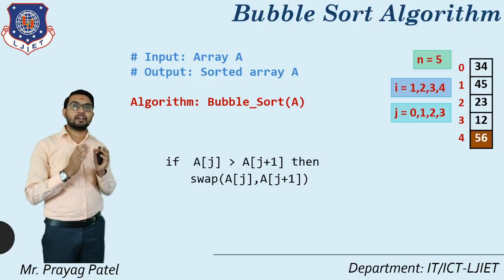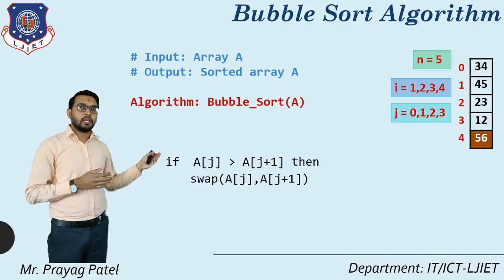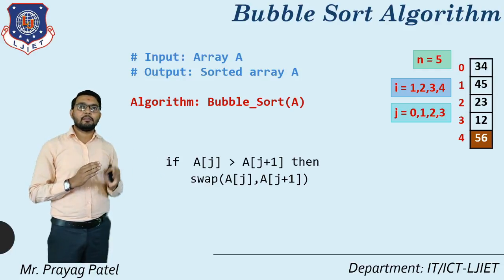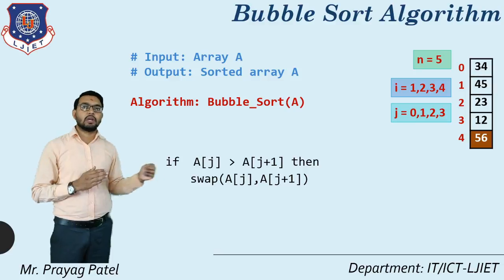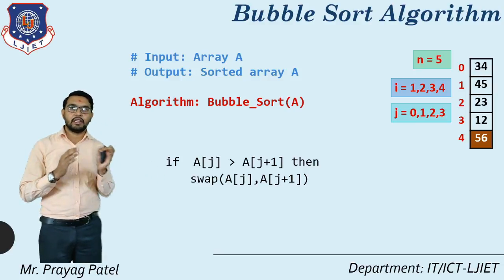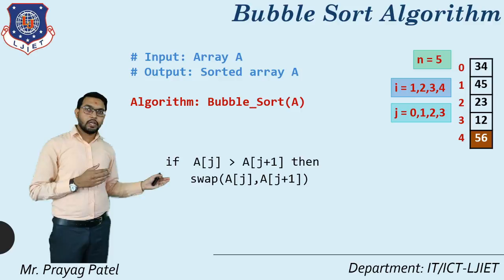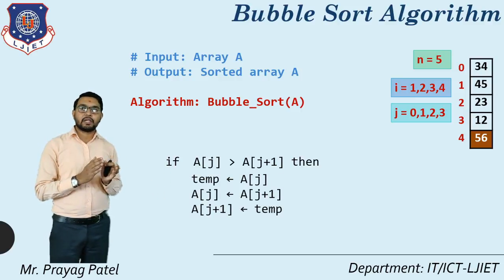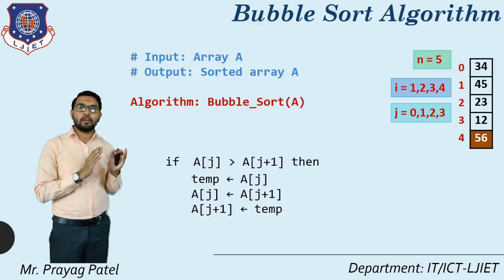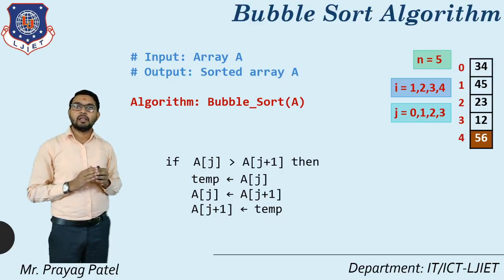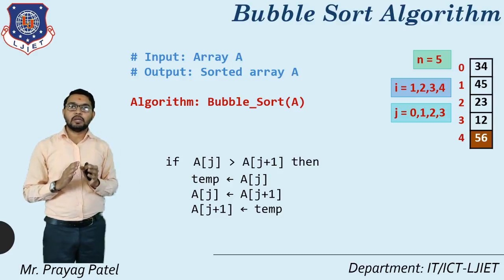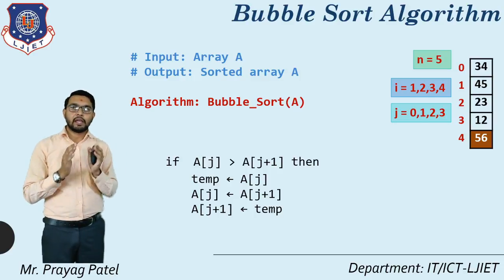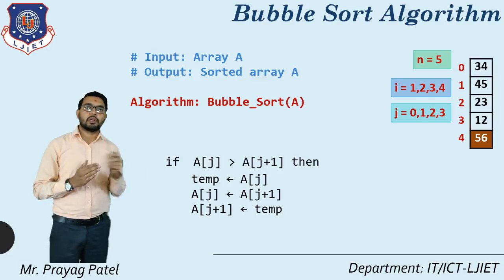Now first consider the condition of our algorithm. If A[j] is greater than A[j+1], then swap A[j] with A[j+1]. We already performed this operation in our example. So this swapping operation can be written like this: A[j] transferred into temp, then A[j+1] transferred into A[j], then temp transferred into A[j+1]. These 3 steps are considered as the simple swapping operation of A[j] with A[j+1].